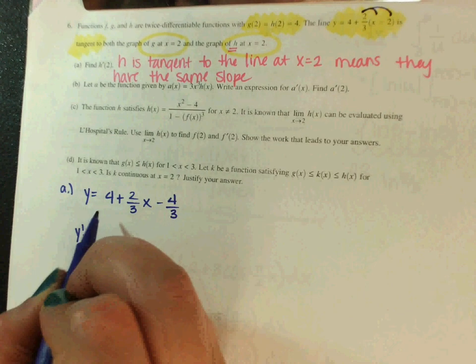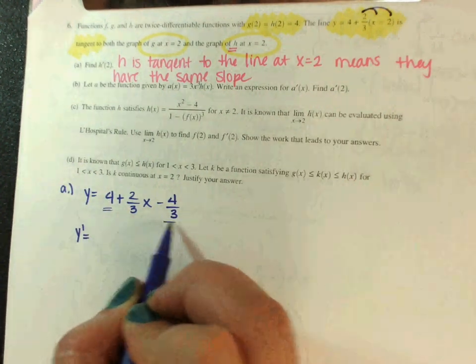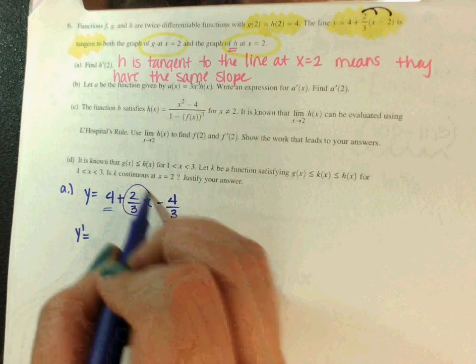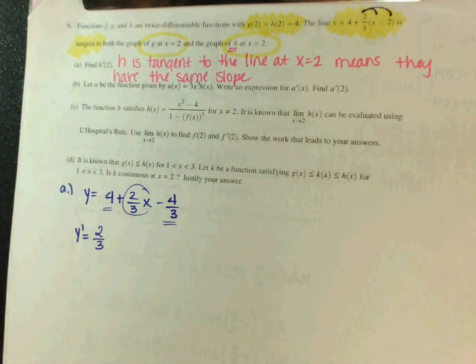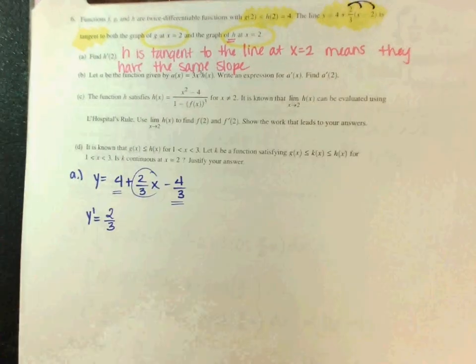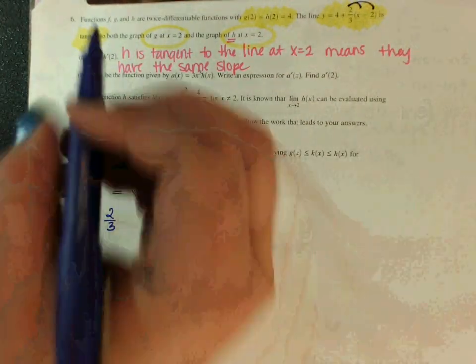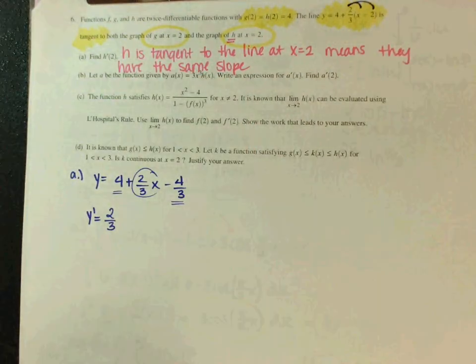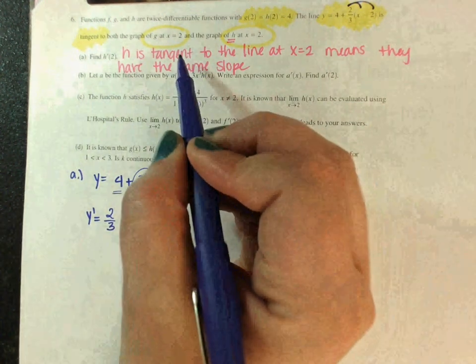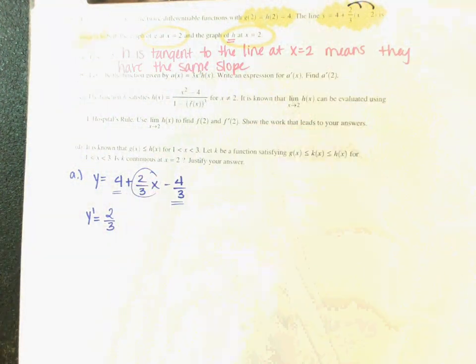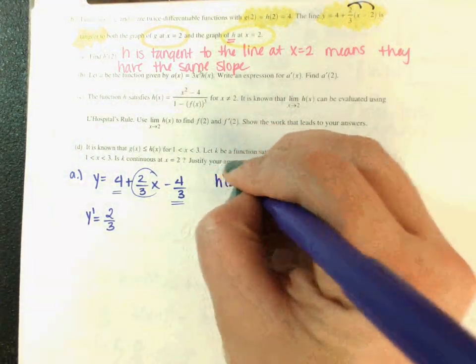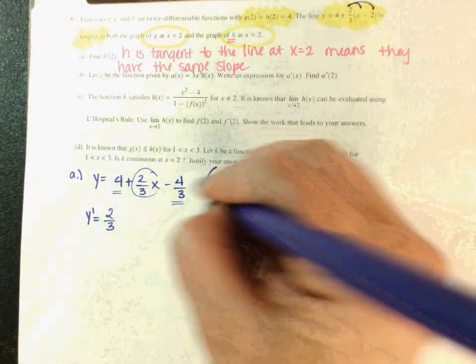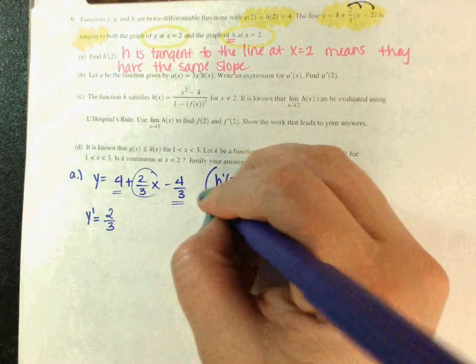Then I'm going to take y prime. Now the derivative of 4 is a constant, the derivative of 4/3 is a constant, but the derivative of 2/3 x is 2/3. And remember that if 2/3 is the slope of the line, then it is also h prime at 2, because at that point my tangent line has the same slope as my graph. So I'm going to put h prime of 2 equals 2/3. Okay, that's my answer for part A.